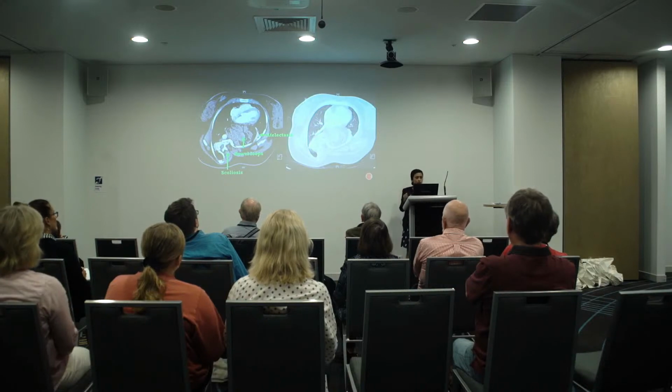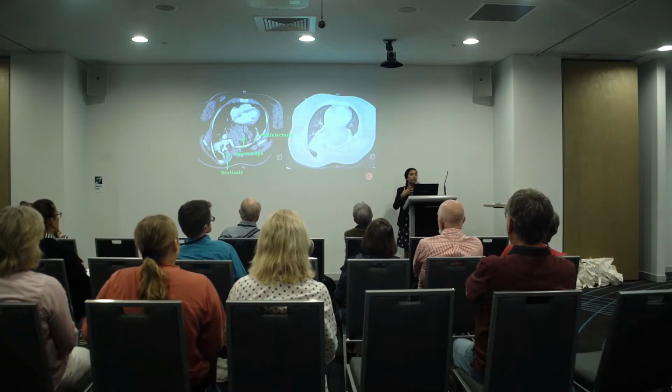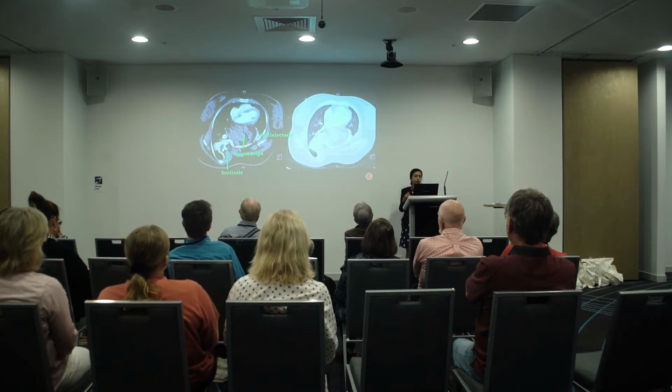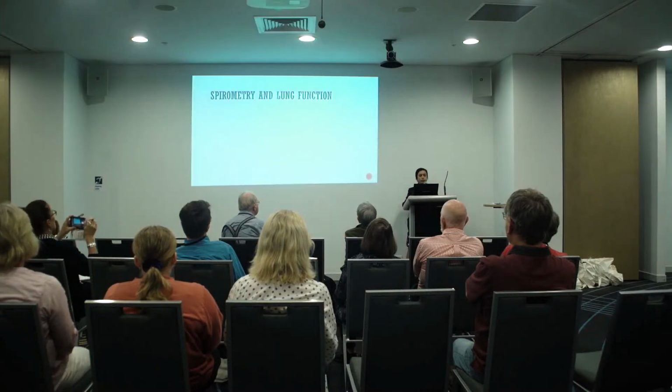So this person's big heart, their scoliosis, and also the hernia that's in their chest cavity is all contributing to lung collapse, squashing the lungs, and will result in reduced lung function in this person.